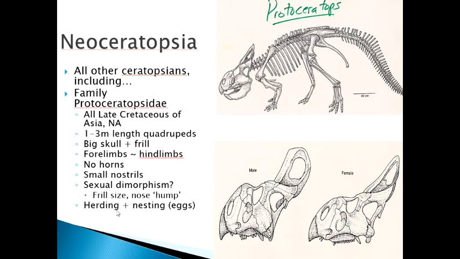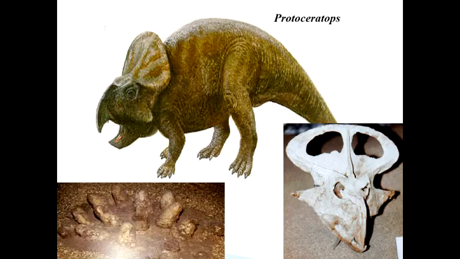And then herding, traveling in groups. We find these things in such abundance where we have males, females, we have adults, teenagers, juveniles, babies, and eggs. So aspects of behavior. And so here you see some pictures of the fossils of these things.